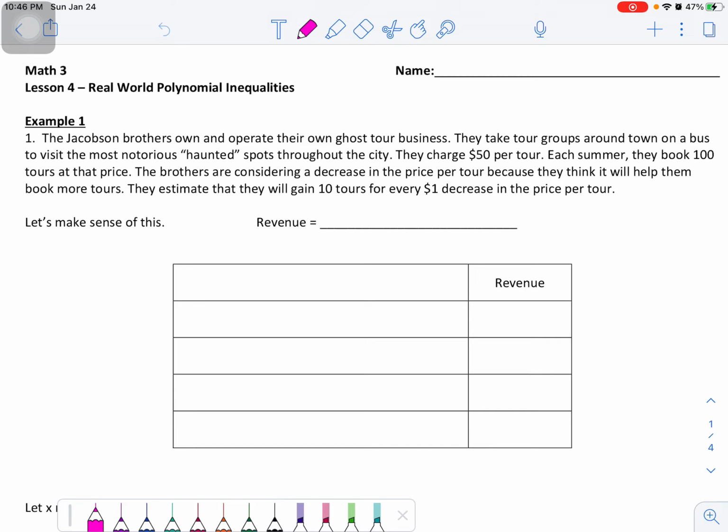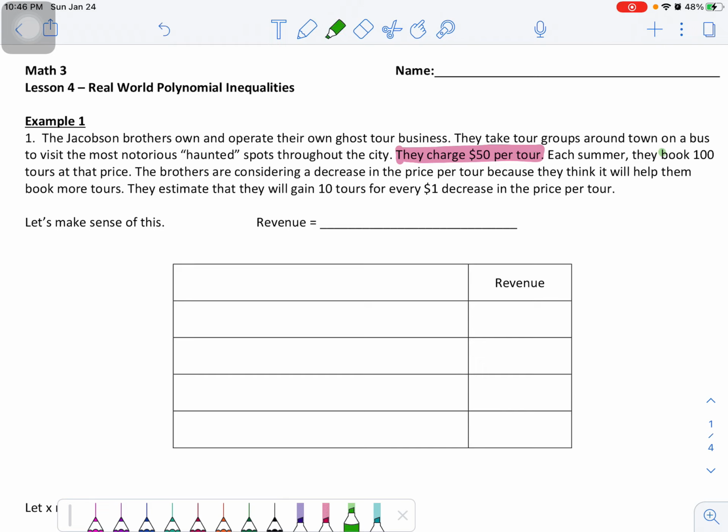So let's start with the example. And I'm going to annotate as I go. So the Jacobson brothers own and operate their own ghost tour business. They take tour groups around the town's most notorious haunted spots. Okay. They charge $50 per tour.